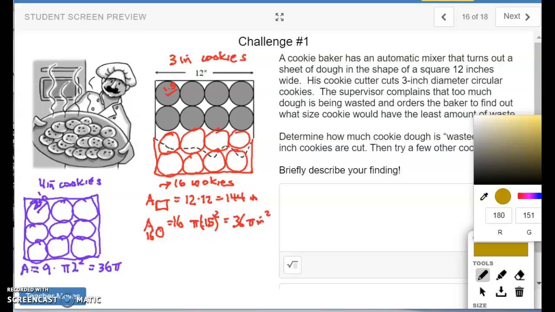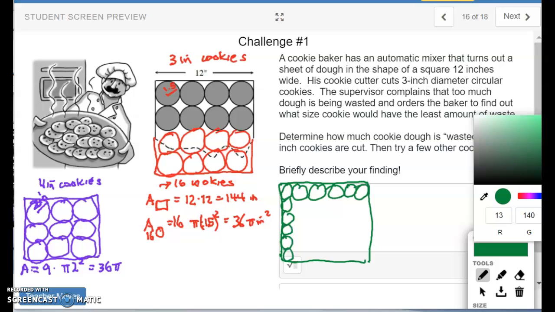Let's do 2-inch cookies. Let's visualize 2-inch cookies. If I am doing 2-inch cookies, I can fit 6 by 6 cookies, because each cookie's diameter is 2, so the radius is going to be 1 inch. And that will create 6 times 6, so it's going to be 36 cookies.